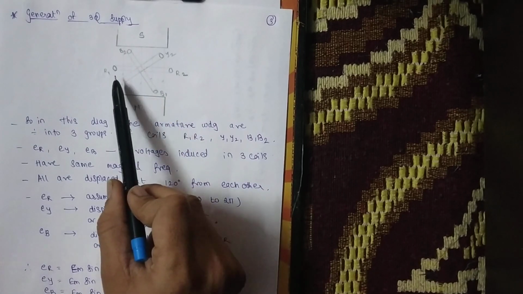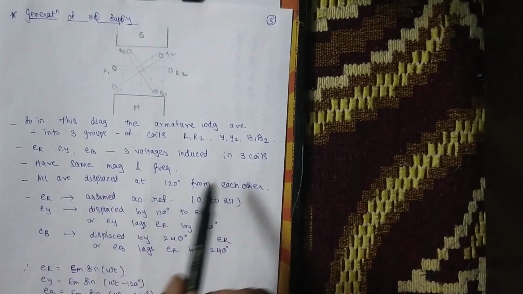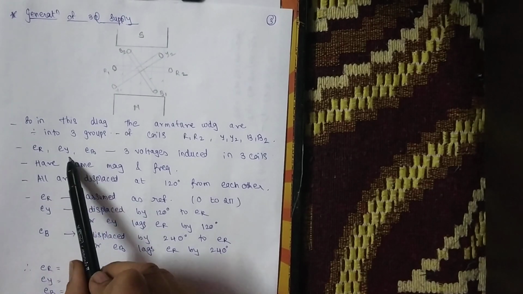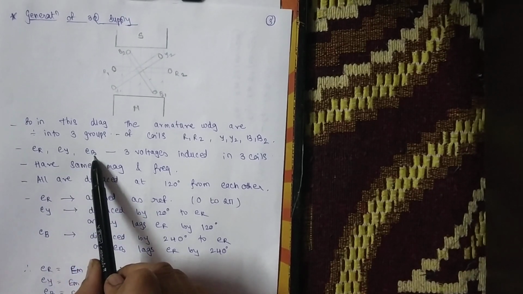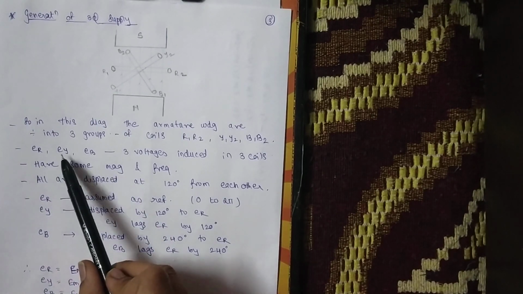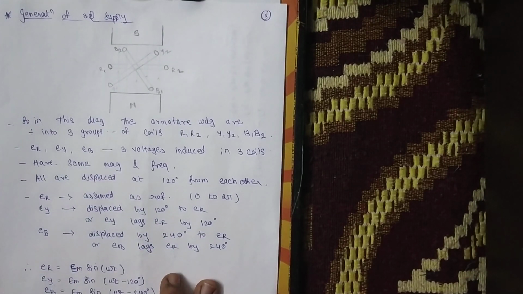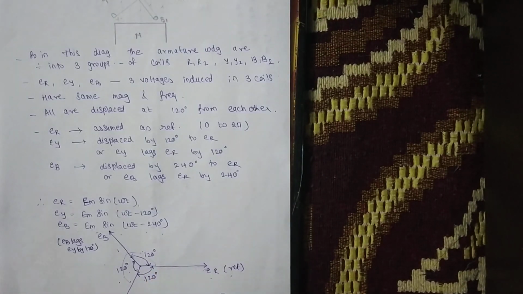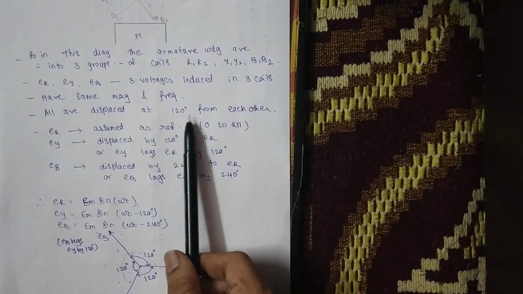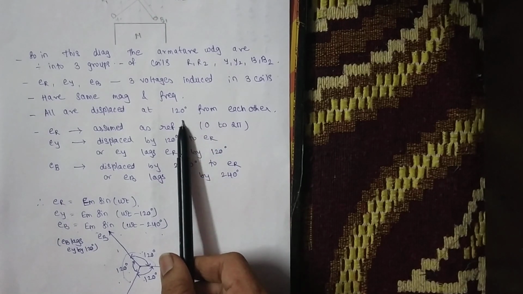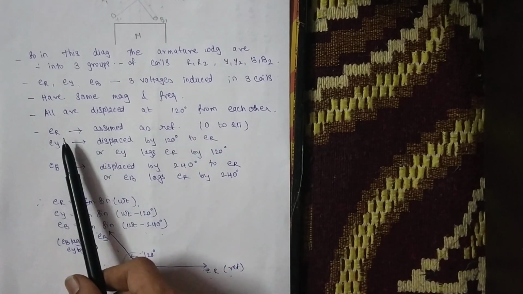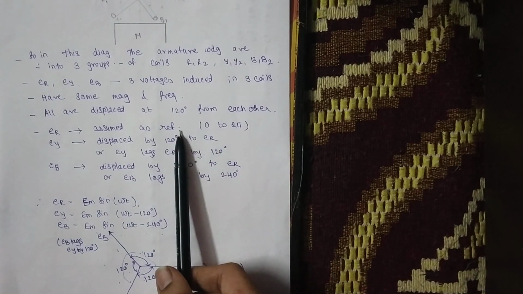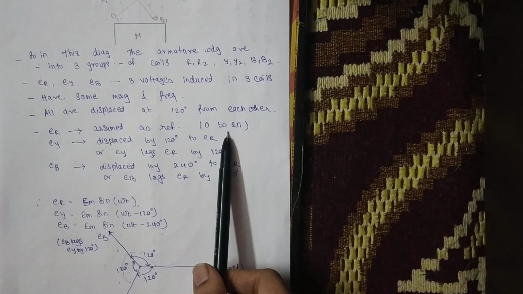The voltage across each phase or each coil, that is across R, will be ER, across Y, EY, and across B, EB. These ER, EY and EB have the same magnitude and frequency and are displaced from each other by 120 degrees. That was 360 divided by 3, 120. So ER, we are going to assume as the reference. It is going to start from 0 and go to 2 pi.